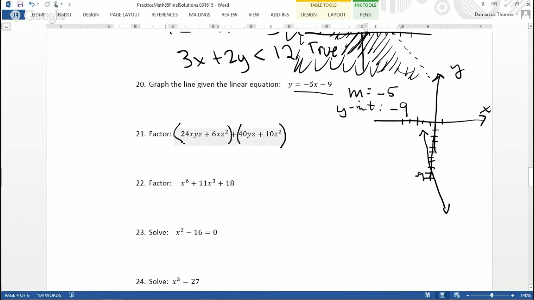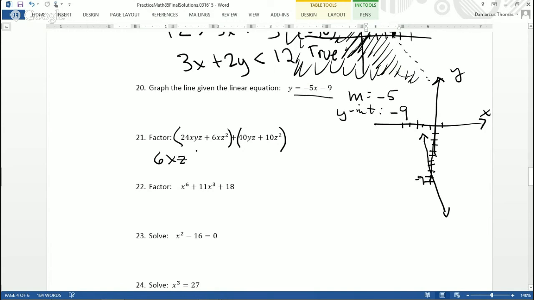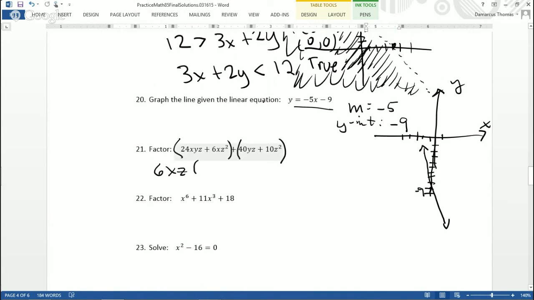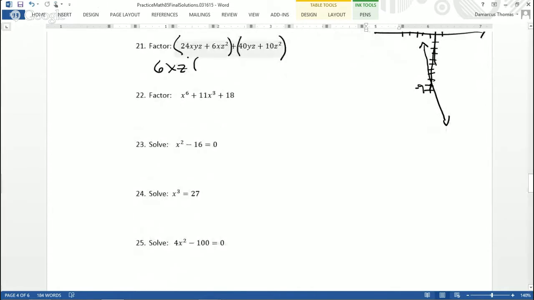What can I pull out? What is the greatest common factor that I can pull out between these 2 terms? I can pull out a 6xz. And what's left over? And so I just pulled out a 6xz. And what's left over? 4y plus just z. And now I move on to the next group.